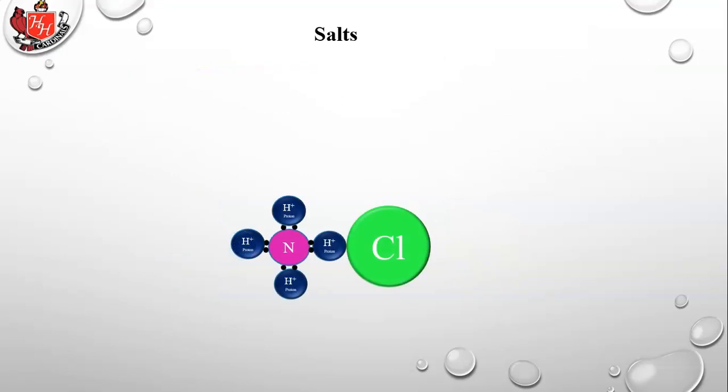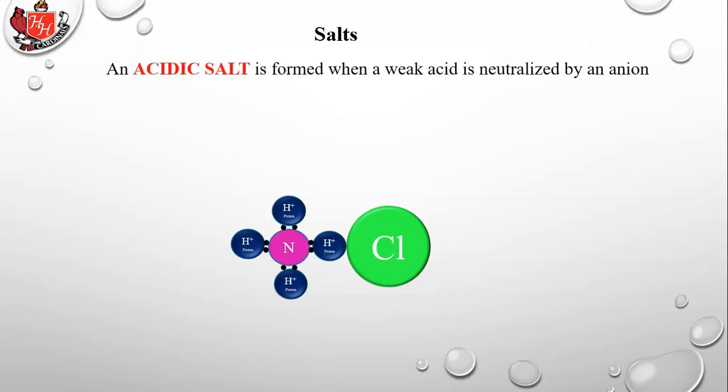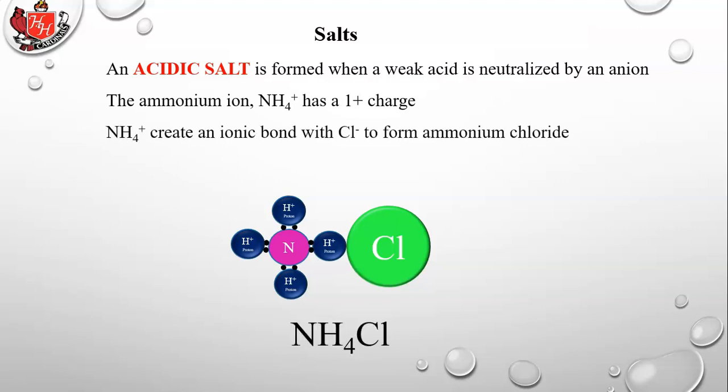So there you see the chloride will be attracted to the ammonium ion. That's a positive charge and a negative charge. So an acidic salt is formed when a weak acid is neutralized by an anion. The ammonium ion, NH4+, has a 1+ charge. So now what happens is the NH4+ creates an ionic bond with the Cl- to form ammonium chloride. So that's now a neutral molecule.